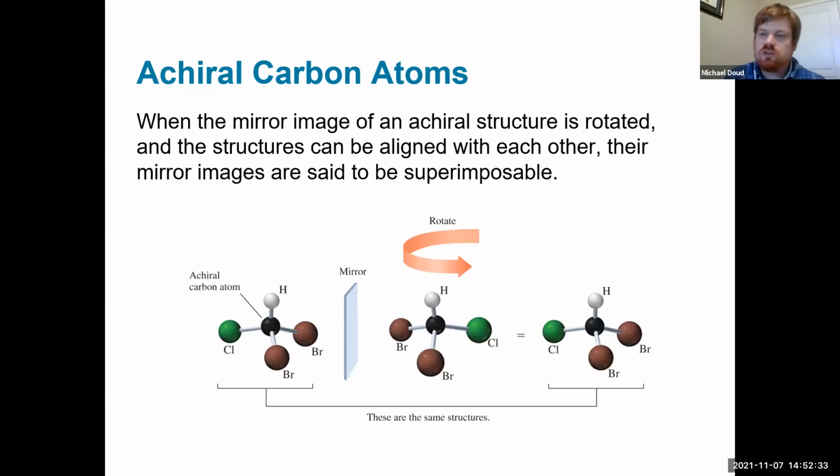And again, you don't have to build a little structure each time you have this question. All you need to recognize is, okay, this carbon is bonded to a bromine. That's one type of thing. It's bonded to another bromine. That's the same thing. So it's just one thing, plus a hydrogen, plus a chlorine. That's only 3 different things. If your carbon's only bonded to 3 different things, it's achiral. It's not chiral.